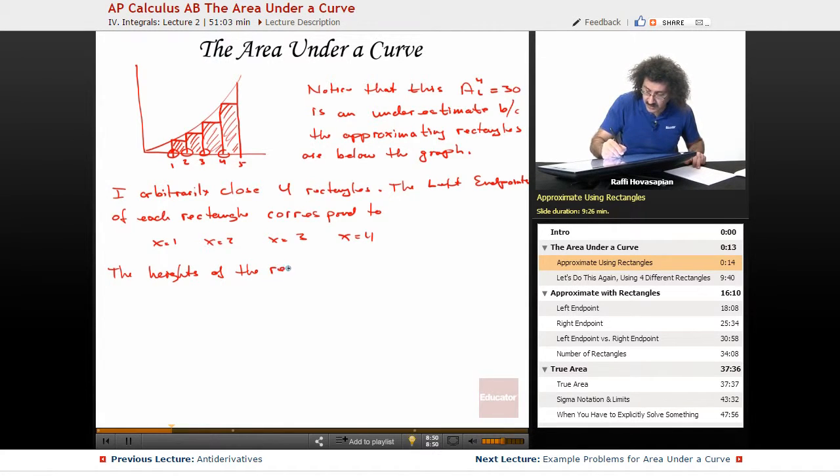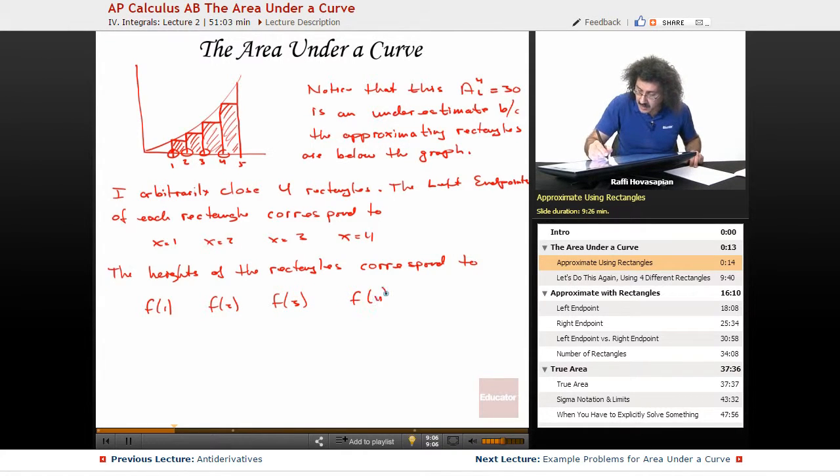The heights of the rectangles corresponded to f of 1, f of 2, f of 3, f of 4. All right? So it was the distance from 1 to 2 times the height at the left endpoint. This base times that, this base times that, this base times that. Okay.